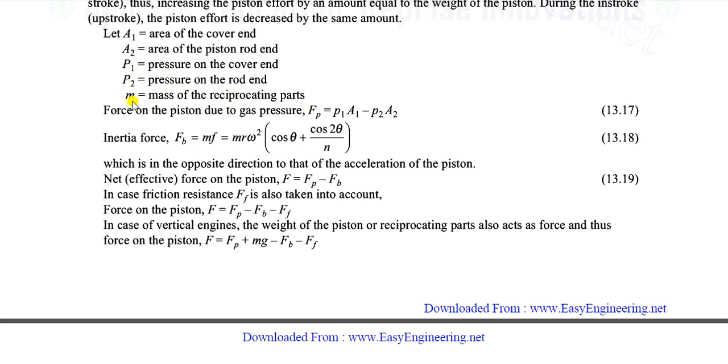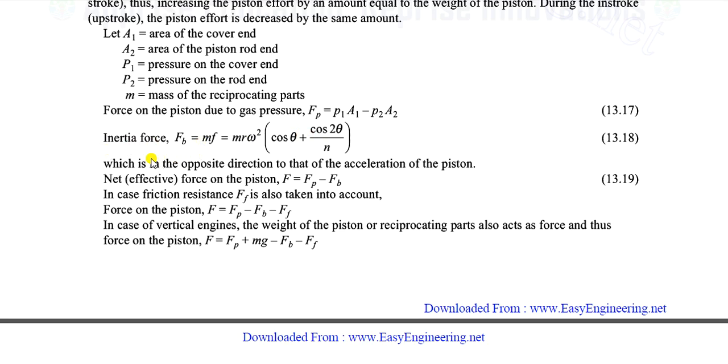It is not only the mass of the piston, it is the mass of the reciprocating parts. When we solve one problem, you will understand exactly. The force on the piston due to gas pressure will be P1A1 minus P2A2. Generally, if this is very small, we ignore it sometimes, or sometimes it is not given. In that case it will be P1 into A1 only. How we calculate the area, we will understand in the numerical problem.